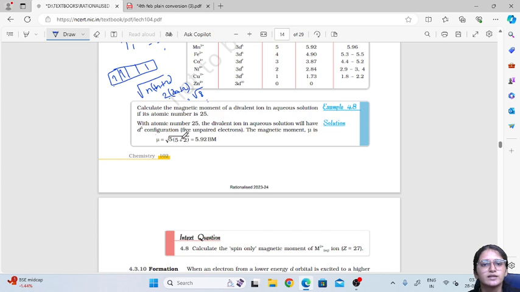So here they have given one problem about a divalent ion in aqueous solution if its atomic number is 25. 25 means we have manganese. In aqueous solution it forms plus 2. So Mn plus 2.